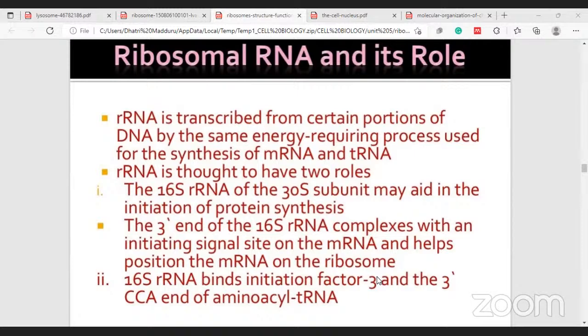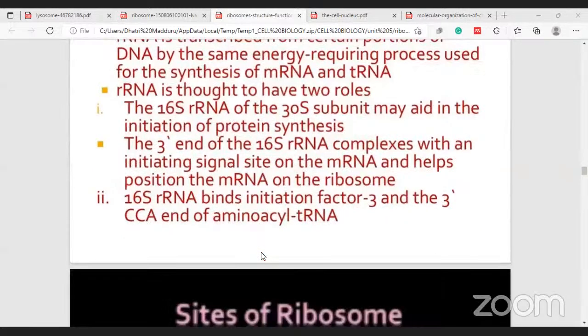on the ribosome. Usually any RNA or DNA will have a 5' end and a 3' end. So in the 16S rRNA, we have a 3' end where we have an initiating signal site. That means it is the site from where the translation starts. This signal site helps the mRNA to correctly bind to the ribosome. And it binds to initiation factor 3. So it has a signal CCA in the amino acid tRNA.